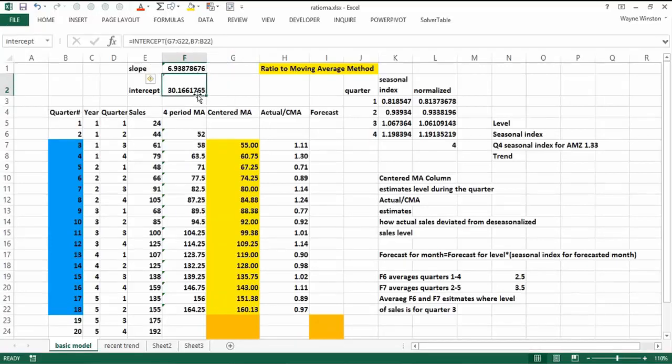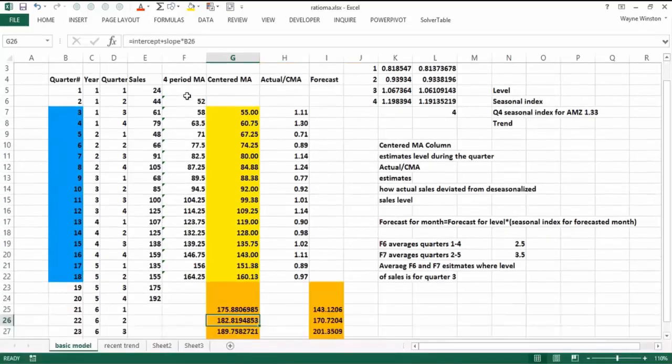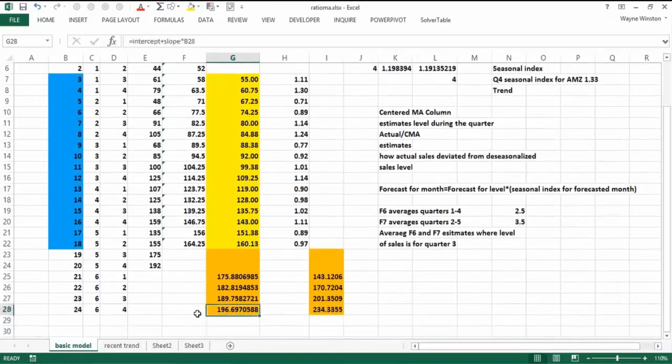Our sales are going up after adjusting for seasonality about 7 per quarter. Then there's an intercept function to get the intercept. So now I can estimate where the level of the process is from this trend line. We'll see a different way that may be better in the next video, but this is the basic method. So for quarters 21 through 24, I will predict the level of the process. I take the intercept, which I named, plus the slope times 21, plus the slope times 22, etc. So every quarter, we go up by about 7 in our estimate of where the level is.